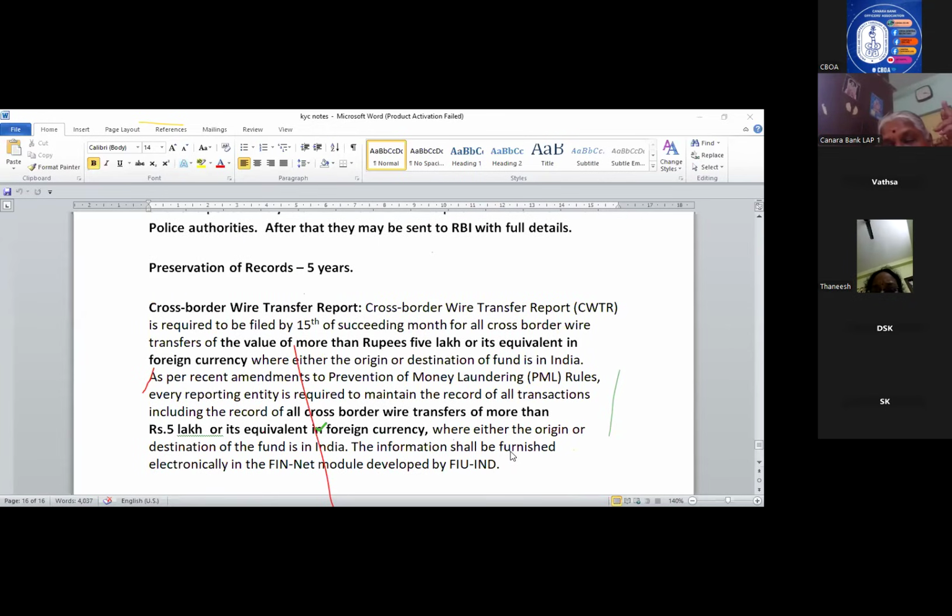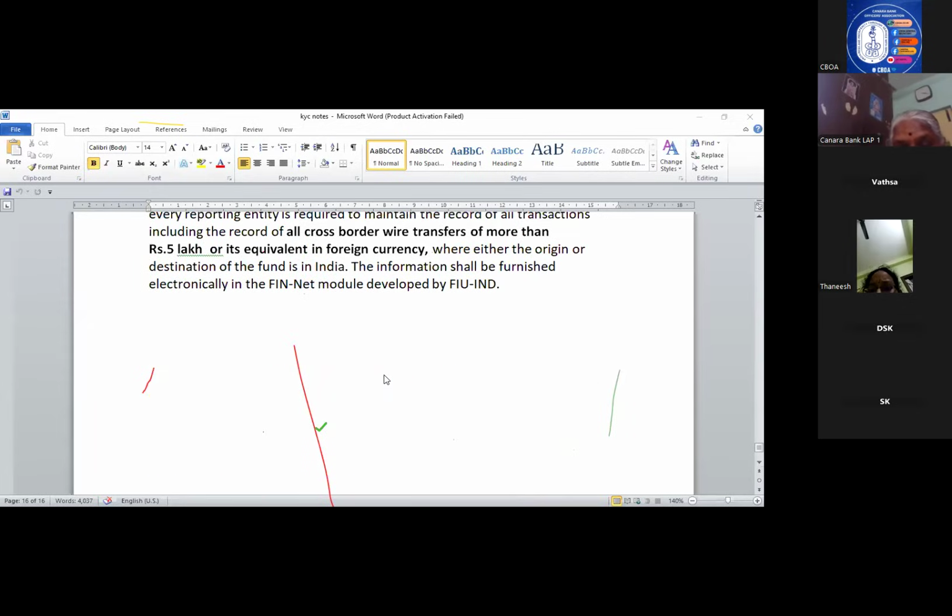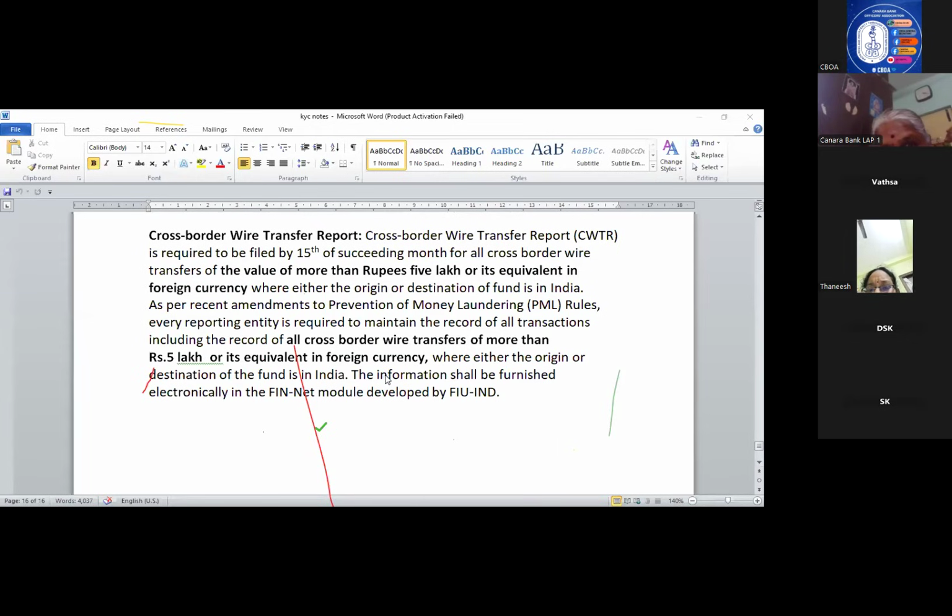We talked about CTR, STR and CCR, and this is another one, CWTR. So all the 4 reports will go only to FIU India. From the bank, it will go to them automatically. Bank as a whole, it will go to FIU India. Okay, this comes to the end of KYC. If anybody has any doubts, you can come out.